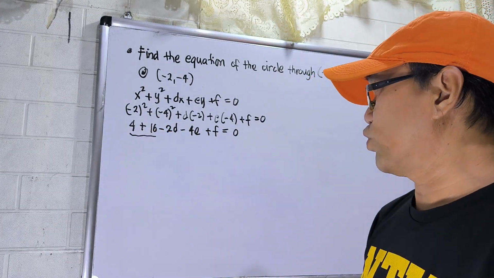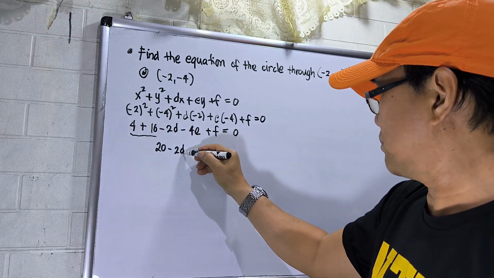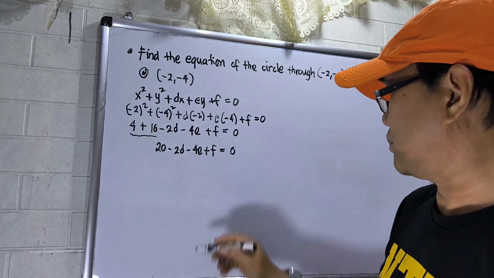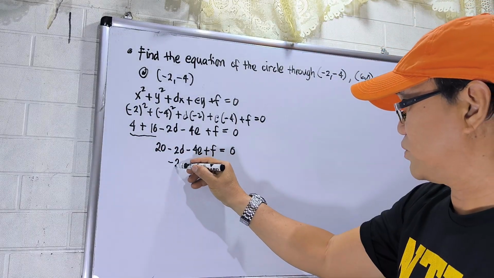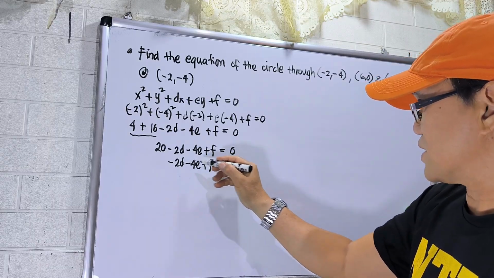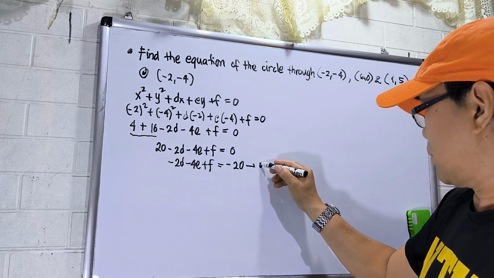Then sum up 4 plus 16, that is 20. Then minus 2d minus 4e plus f is equal to 0. Then I want to transpose this one to the right. So this will be negative 2d minus 4e plus f is equal to negative 20. So this is now my equation 1.